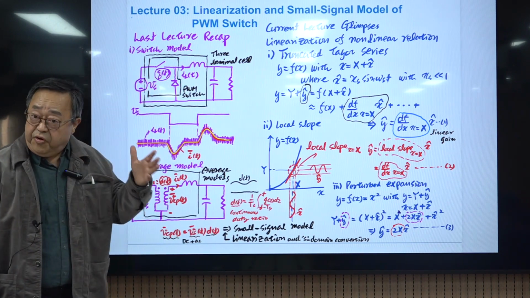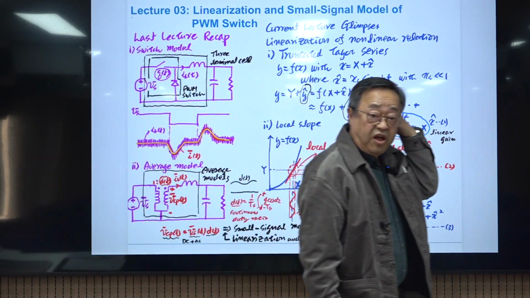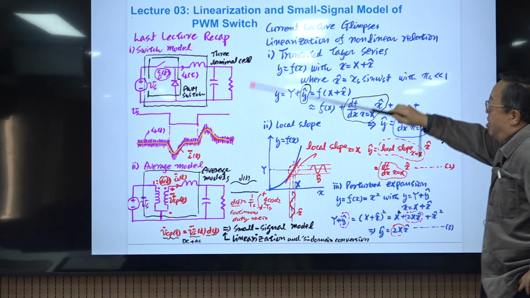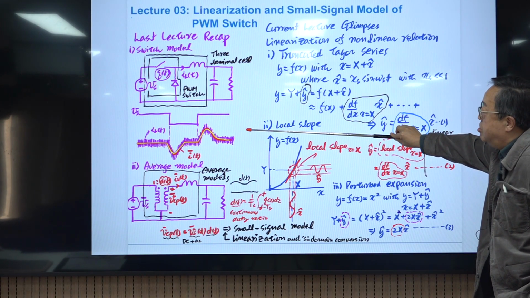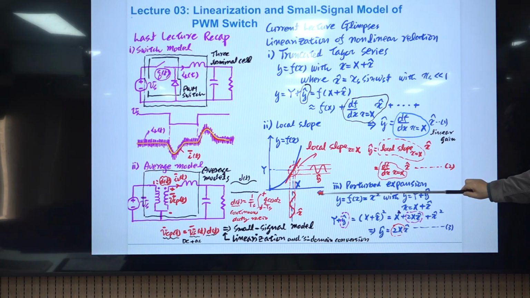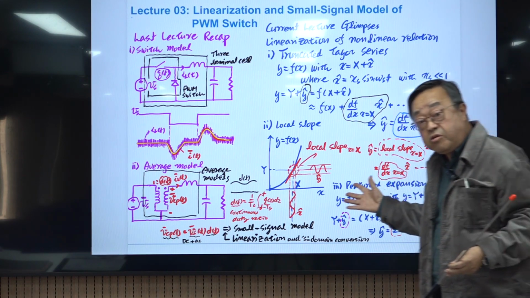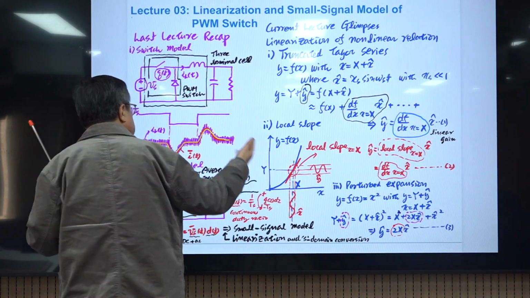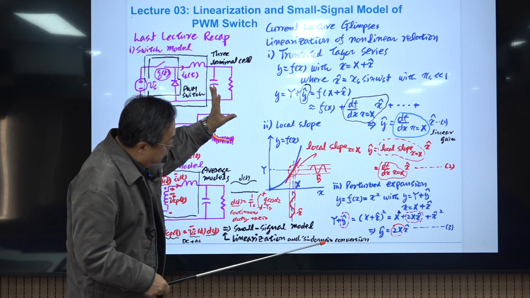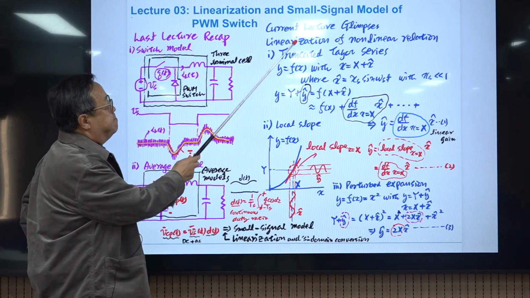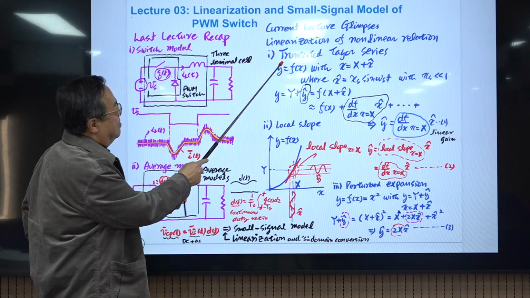There are three different interpretations for the linearization. The first one is based on the truncated Taylor series expansion, the second one is the concept of the local slope of a nonlinear curve, and the third one is perturbed expansion of the nonlinear expression. They look different, but all of them are equivalent. Of course, they generate the same result, and conceptually they are the same, although you may feel there is some difference. Let me explain this first.